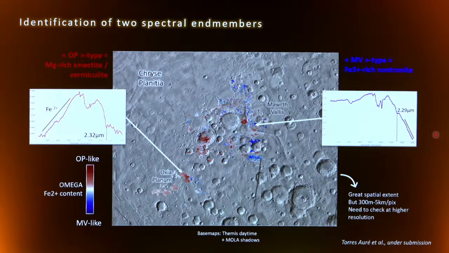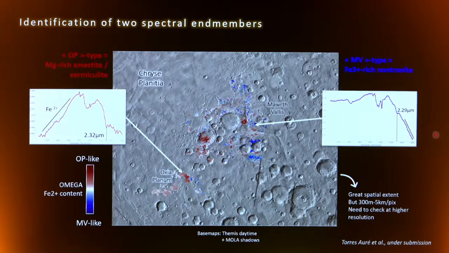And what's important here is that, same as for the clay texture mapping, we don't find MV-type textures below the delta catchment elevation, but we do find OP-type textures everywhere in Oxia Planum, in the plateaus between the two sites and in Mawrth Vallis.